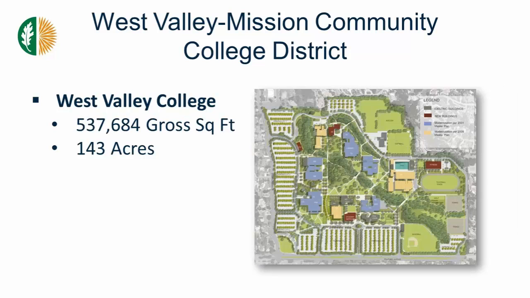West Valley College is in the city of Saratoga. This was our first college, established in the mid-'60s. Again, we have about 28 buildings. It's a larger campus with 537,000 gross square feet and 143 acres. Again, this is a copy of the site plan from our facilities master plan. Includes new buildings, renovation of some of the major departments. Again, very exciting program for us. And again, we're using EADOC to manage all the projects with it.